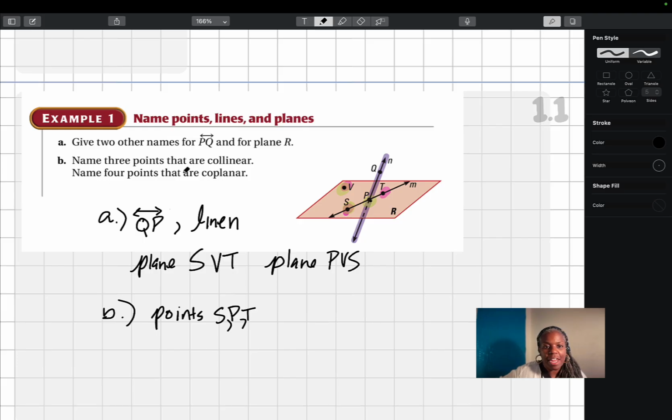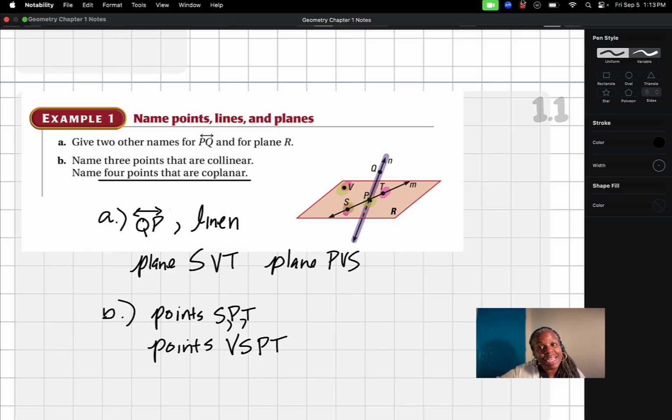Name 4 points that are coplanar. Points that are coplanar, do we remember what that means? Look at your notes if you have to. Coplanar means that they're on the same plane. So we're looking for 4 points that are coplanar. What would those be? Some students might say RTP. R is not a point, it's a name of the plane. So we have to use things with little points next to it to let us remind ourselves that we're working with points. And those points would be V, S, P, and T.